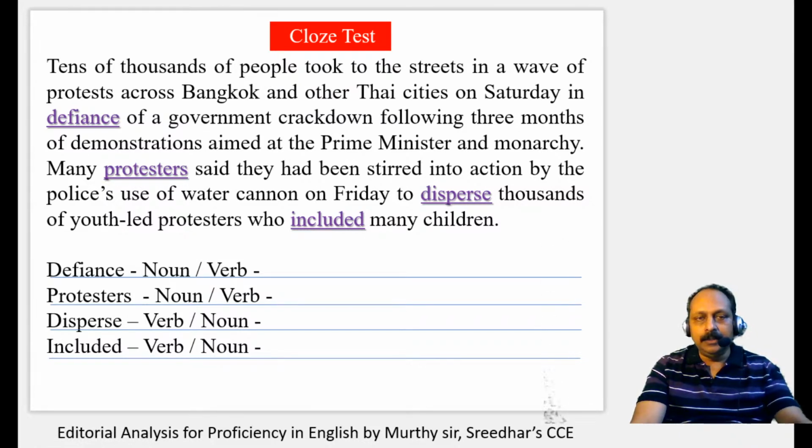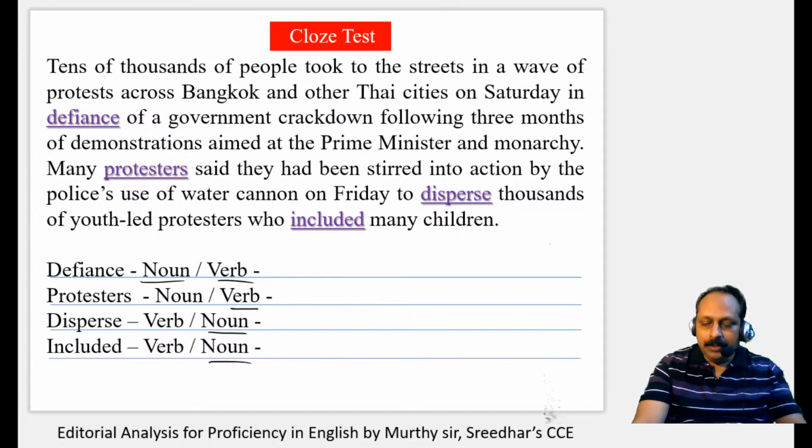Close test, new pattern. You see 4 words in violet color, underlined, and I have written the part of speech here. Defiance, it is a noun. Your job is to write the verb form of that. What is the verb form of this word? After that, what is a verb form? Then what is a noun form? What is a noun form? Do listen very carefully. The word is there, but you have to write the part of speech.